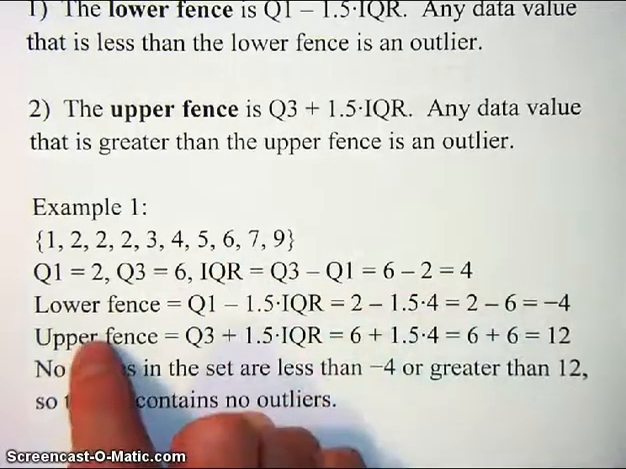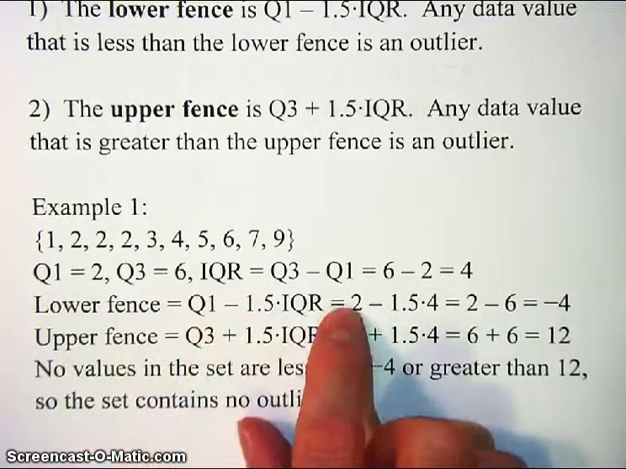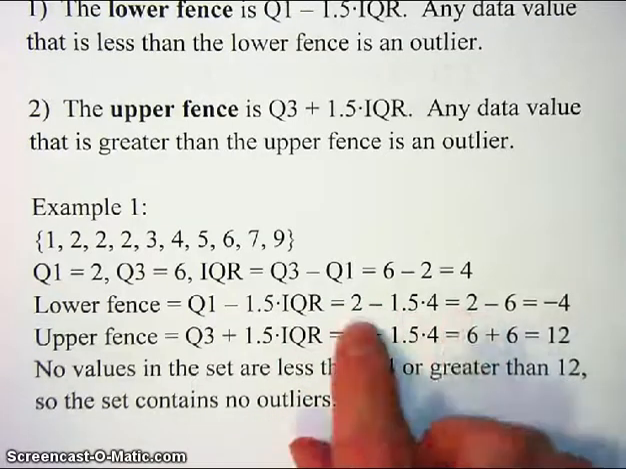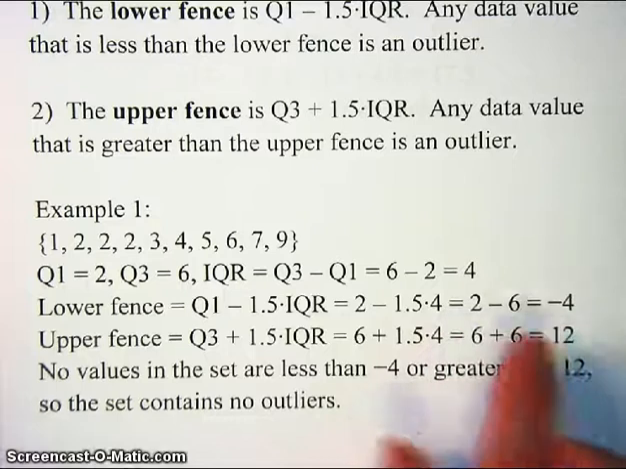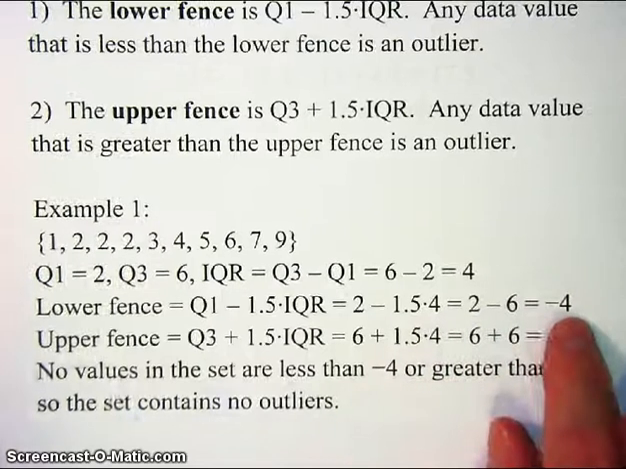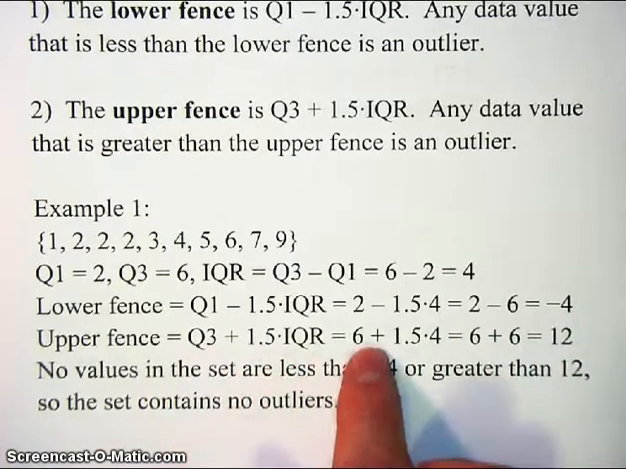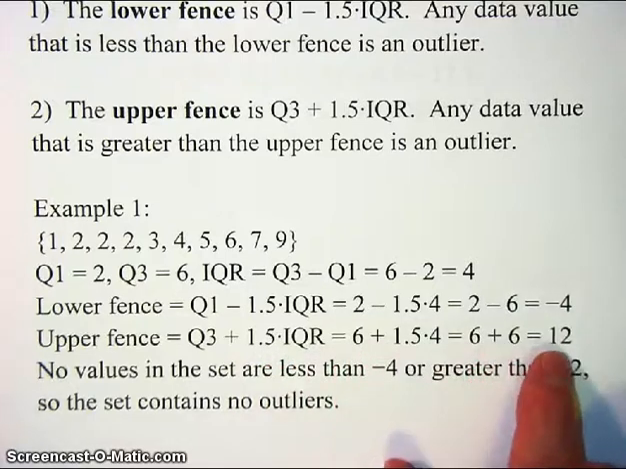Okay, to find the lower fence, take Q1 minus 1.5 times the IQR. So you plug in 2 for the first quartile minus 1.5 times 4 for the IQR. That's negative 1.5 times 4, which is negative 6. 2 minus 6 is negative 4. So that's the lower fence. The upper fence is Q3 plus 1.5 times the IQR. That's 6 plus 1.5 times 4, or 6 plus 6, which is 12.